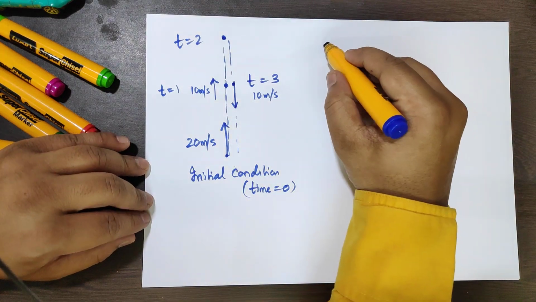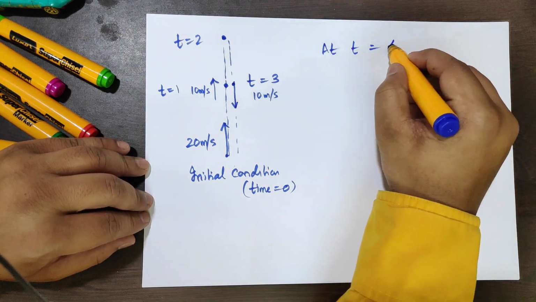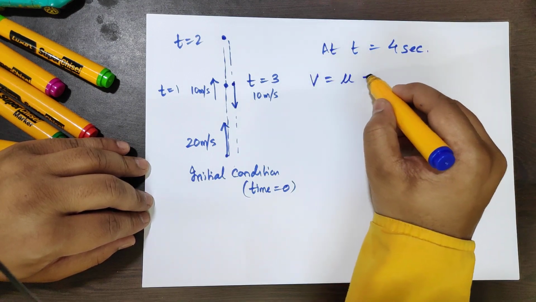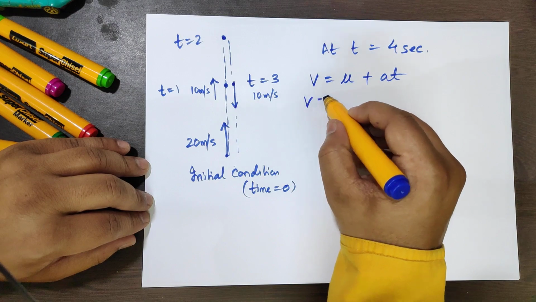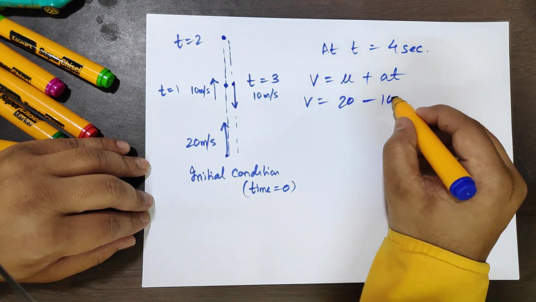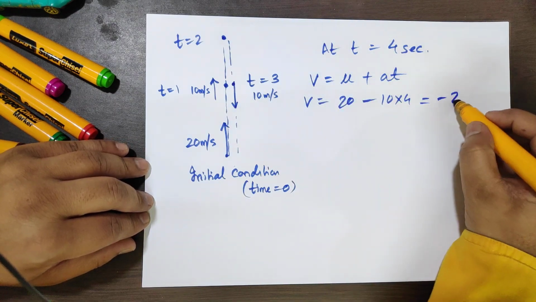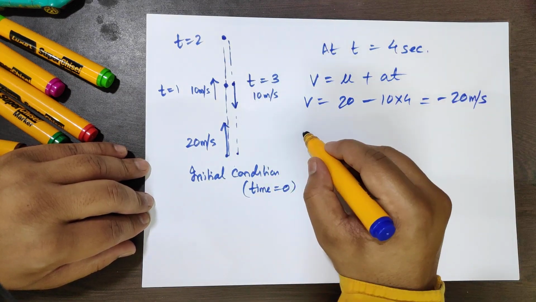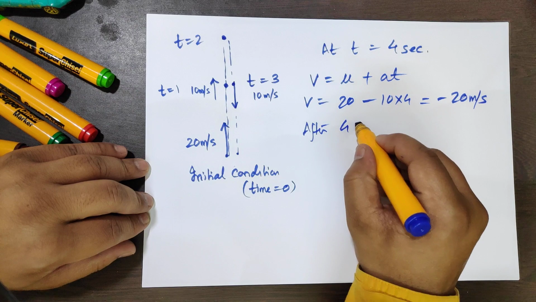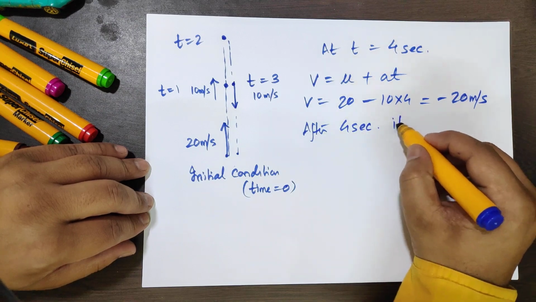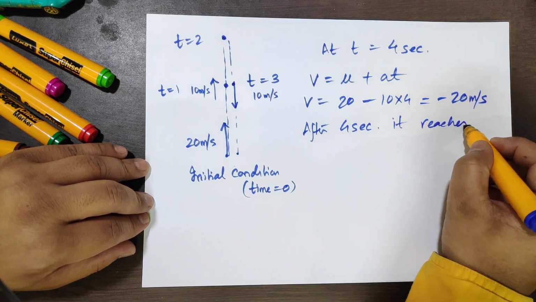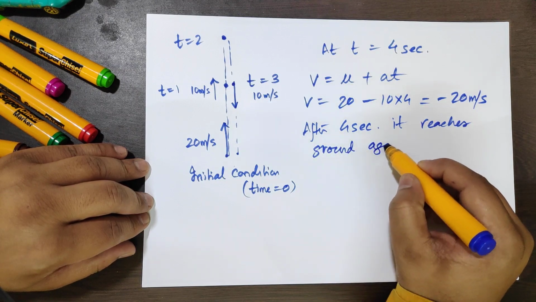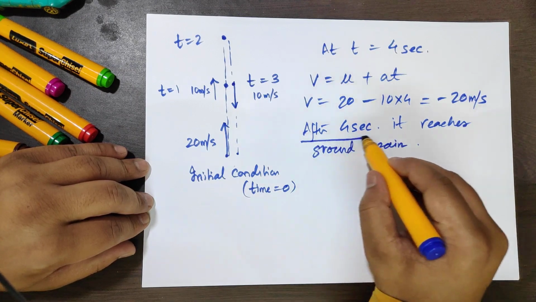Let's try out. At t equal to 4 second, v equal to u plus at, that is v equal to 20 minus 10 into 4, that's minus 20 meter per second. So after 4 second it reaches ground again, that means it is thrown from ground, so it reaches ground again.